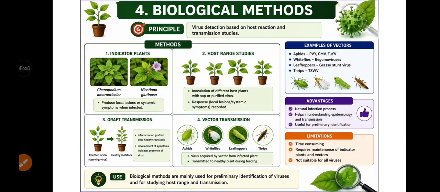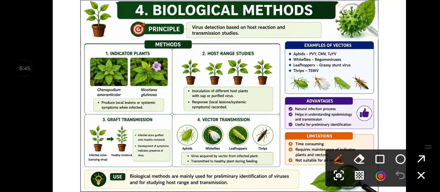About the biological method, this is most important. The biological method includes use of indicator plants, host range studies, graft transmission and vector transmission. Here the viruses are detected based on their reaction in host plants and transmission studies. Indicator plants are those plants which produce specific characteristic symptoms when a particular virus is inoculated. Examples of indicator plants are Chenopodium amaranticolor, and Nicotiana glutinosa, which is for TMV.